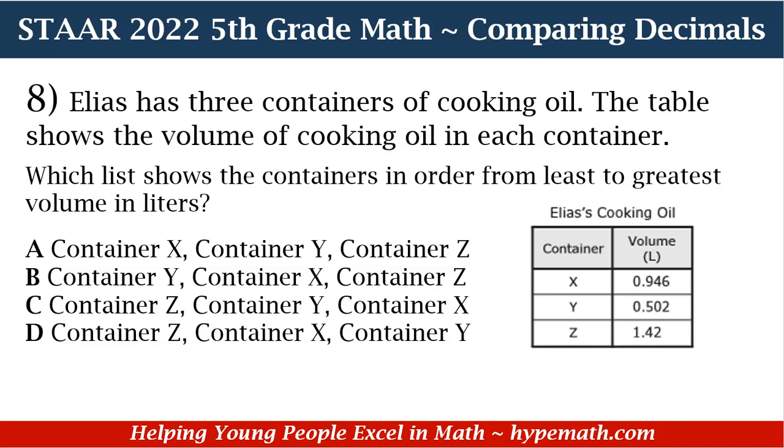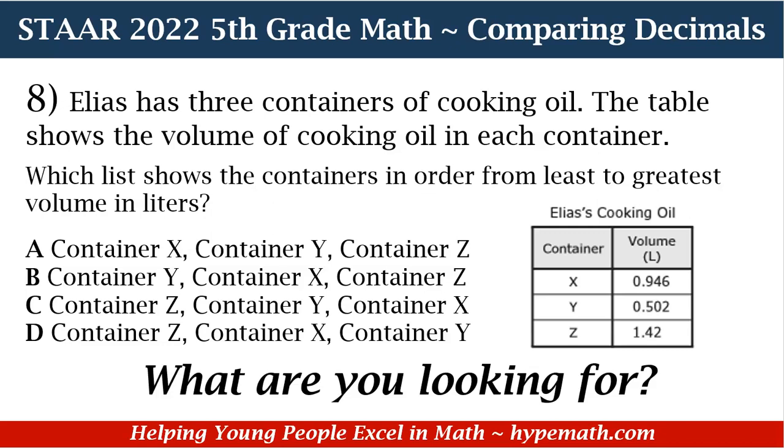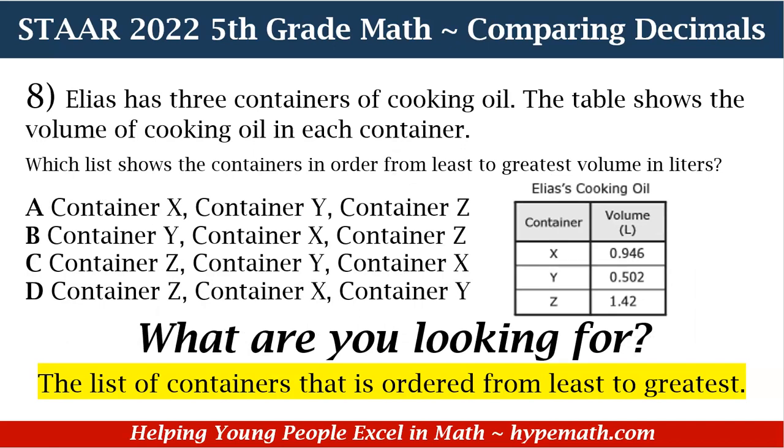Well, let's look at our table and see what these containers have. So for container X, we have 946 thousandths. For Y, it's 502 thousandths. And for Z, it's 1 and 42 hundredths. So what is our most important question? It is, what are we looking for? We are looking for the list of containers that is ordered from least to greatest.